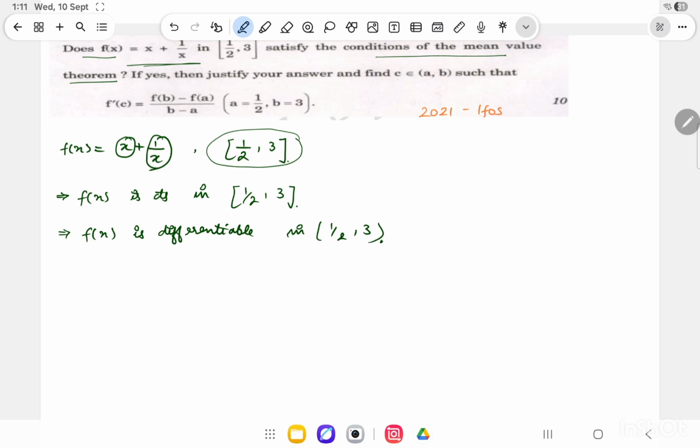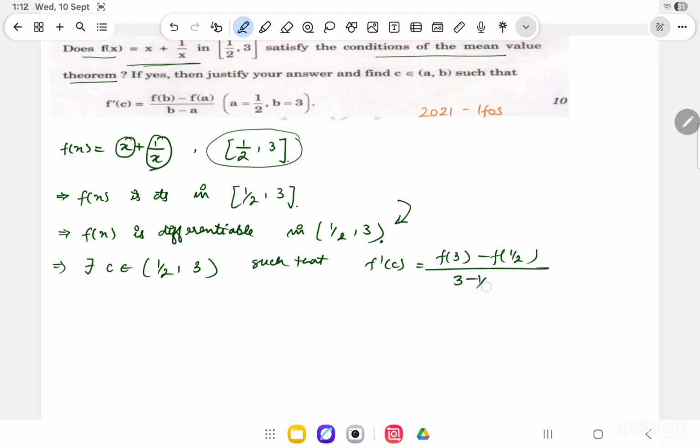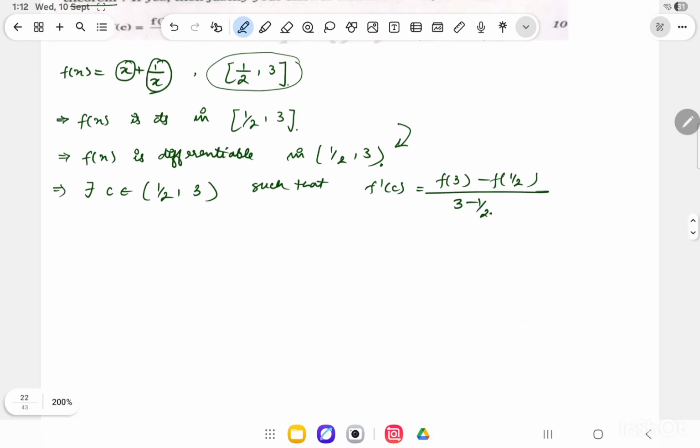Now the third condition that we imply from the mean value theorem is, if these two conditions are satisfied, then there must exist c belonging to the open interval (1/2, 3) such that f dash of c must be equal to f(3) minus f(1/2) divided by 3 minus 1/2. So we are supposed to see if there exists any such c in the open interval (1/2, 3). So for that, let's just calculate f dash c.